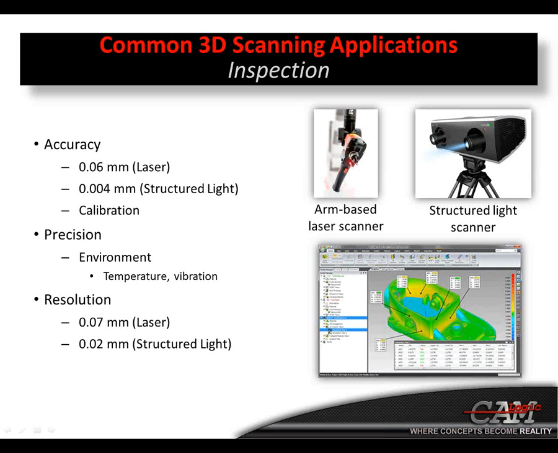And again, resolution comes into play. So we're talking about 0.07 millimeters for laser, 0.02 for structured light. So again, your structured light scanners are going to be generally higher resolution, more detail, crisper definition. So very well suited for inspection.